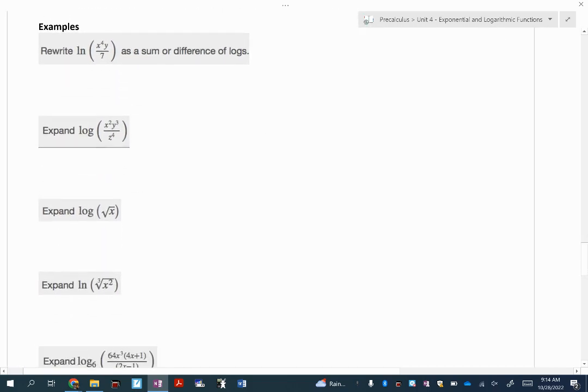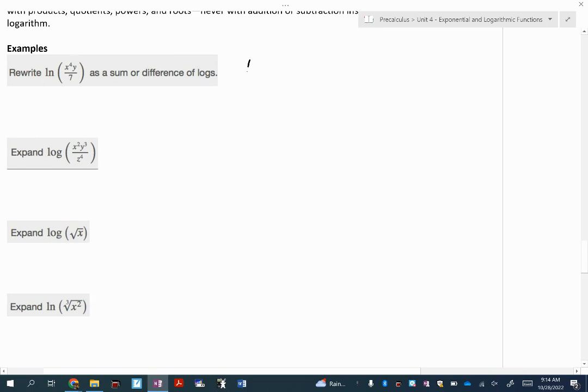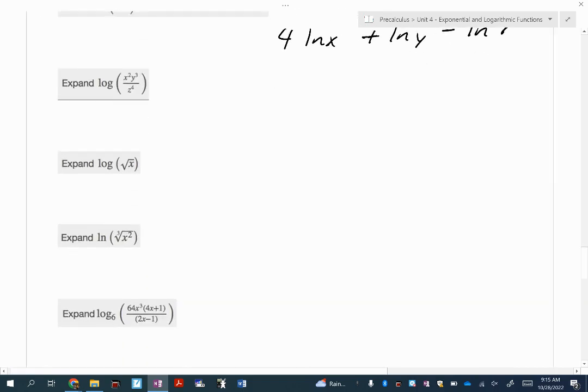So using the properties that we just went over, let's expand this natural log. The way that I always think of it is if it's in the top, it's going to get a log with addition in front of it. So the natural log of x to the 4th power plus the natural log of y. And if it's in the bottom, it's going to get subtraction in front of it. So minus the natural log of 7. Now this is almost done, but I do see a power that I can move to the front to make this 4 times the natural log of x plus the natural log of y minus the natural log of 7.